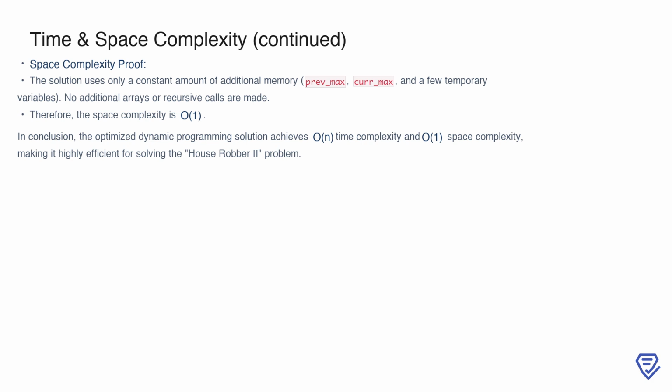In conclusion, this optimized dynamic programming solution achieves a time complexity of O(n) and a space complexity of O(1), making it an extremely efficient approach for solving the House Robber 2 problem. This balance of optimal time and space usage ensures the solution scales well even for large inputs.